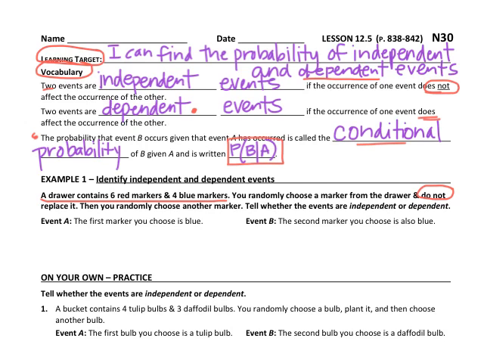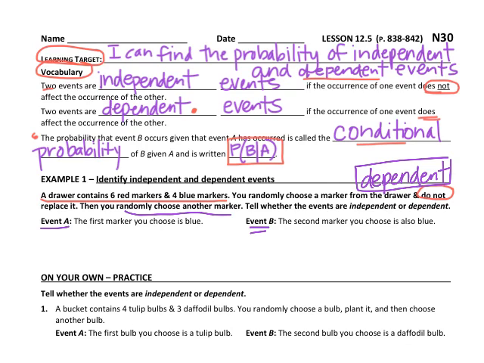So anytime you do something and do not put that item back, then you are creating a dependent event, because the choice that you draw the second time, or event B, would matter because you did not put it back and the same number of options are not available for that second draw or that second spin or whatever the situation might be. So let's say that you do not replace it and then you randomly choose another marker. Tell whether the events are independent or dependent. Well, I've already answered that. It's dependent because whatever takes place for event A is going to affect how event B takes place.